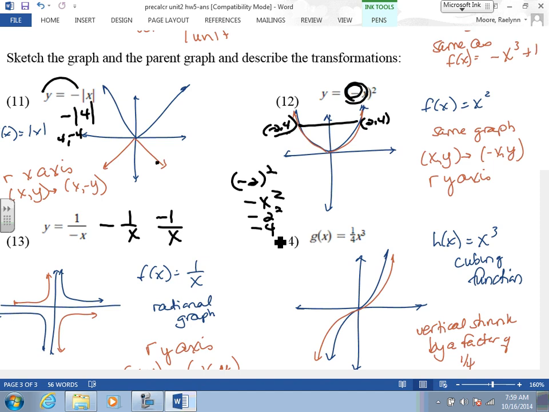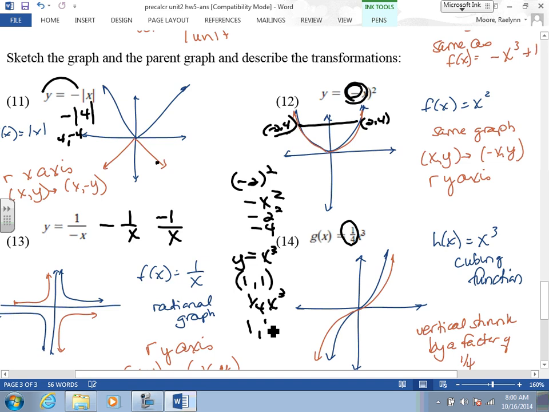Okay, this one had a shrink. It's just going to shrink your distance to 0. So if you plugged in a number like 1, if I just did y equals x cubed, and I put a 1 in there, then it's 1, 1. If I do this, I put a 1 in there, times this, it's 1, 1/4. See how it changed your distance from 0? So it gave us a shrink.